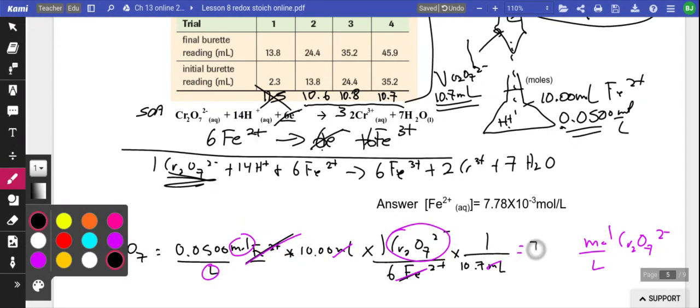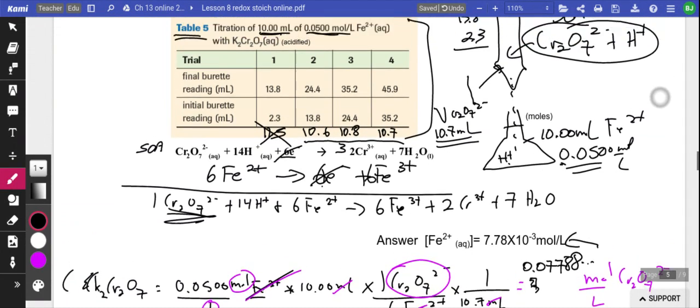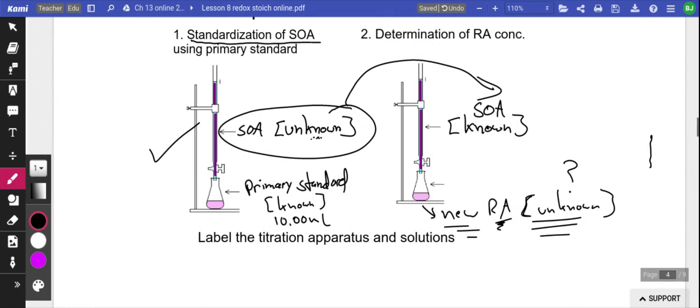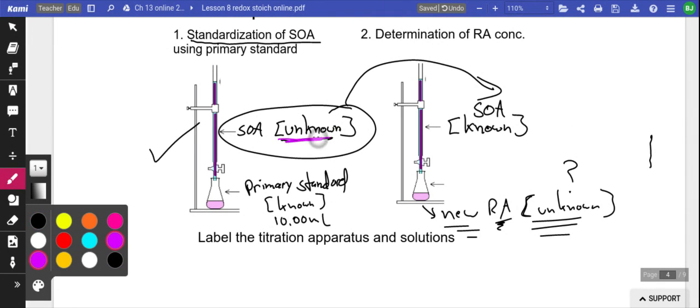When you do the math, you get 0.07788 moles per liter, and there it is with the correct sig digs. So that's part 1 of the titration. I'm just going to go back to this slide. So we just figured out this concentration using a primary standard where we knew its concentration, we knew its volume, we did the stoich, and now we know this.